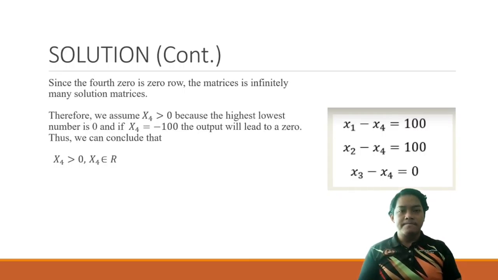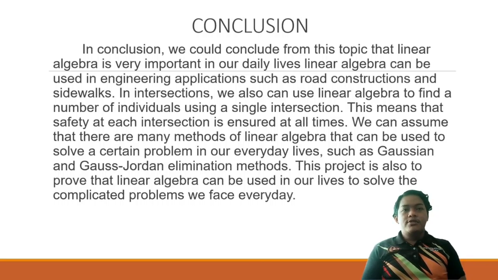Thus, we can conclude that x4 is more than 0 and x4 is any real number. In conclusion, we could conclude from this topic that linear algebra is very important in our daily lives. Linear algebra can be used in engineering applications such as road constructions and sidewalks. In intersections, we also can use linear algebra to find a number of individuals using a single intersection. This means that safety at each intersection is ensured at all times.